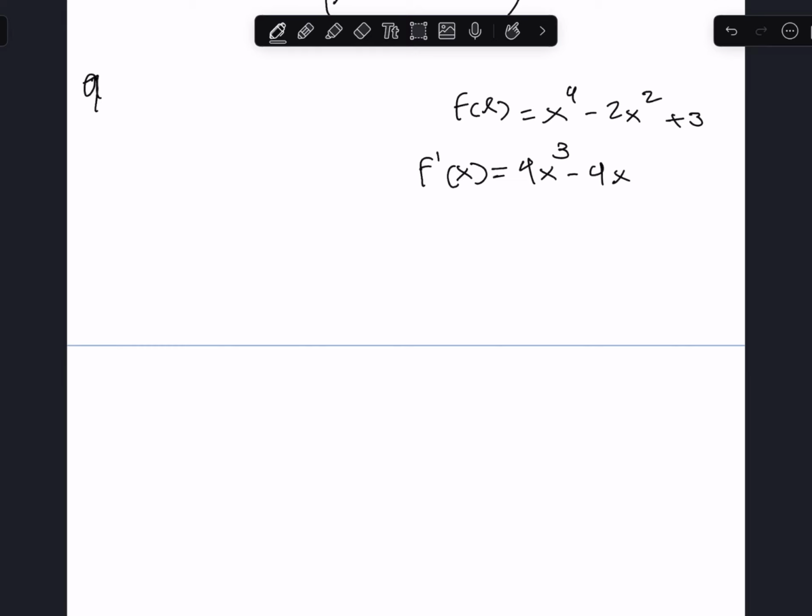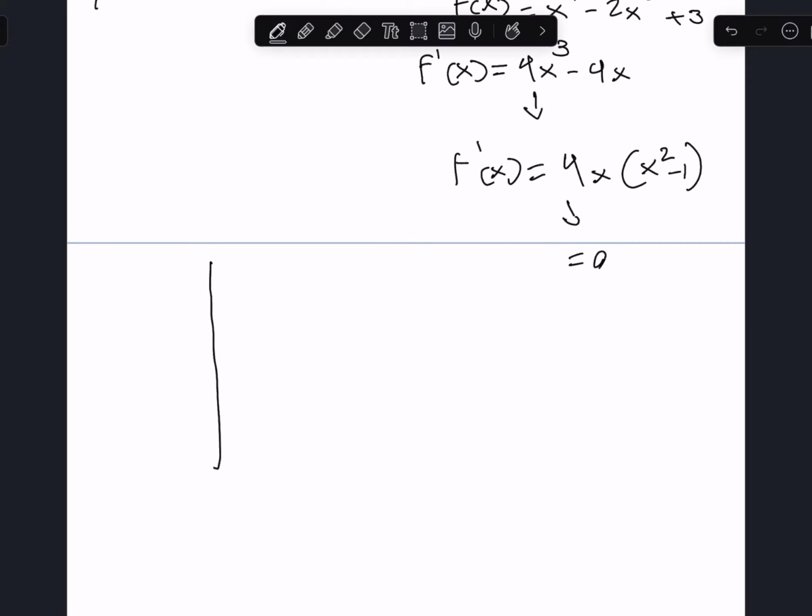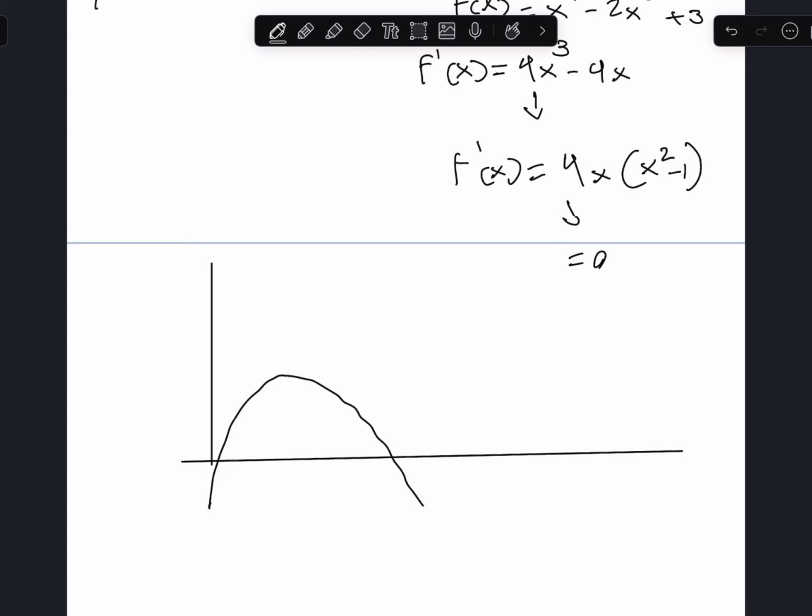Now, this equation right here can get further broken down into f prime of x equals 4x times x squared minus 1. And to find the horizontal tangent lines, we have to find the numbers that make this equation right here equal to 0. So, let's draw our graph. Our graph is going to look just like this. We have to find the horizontal tangent lines.